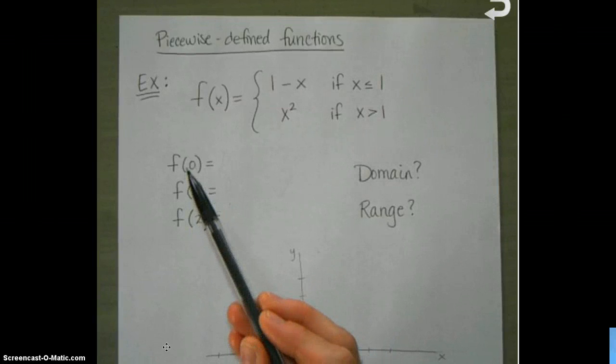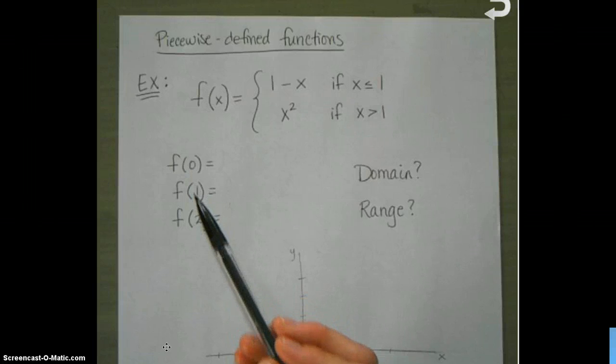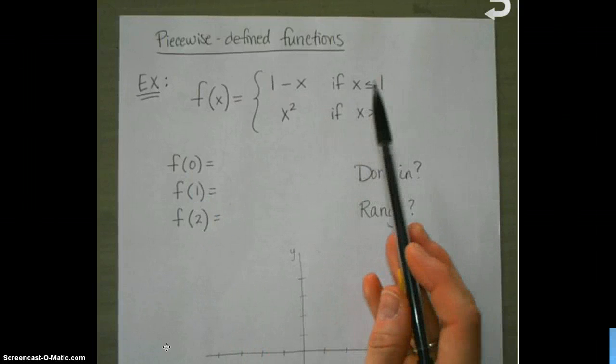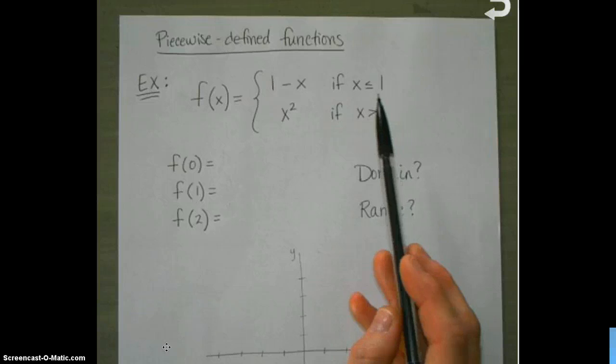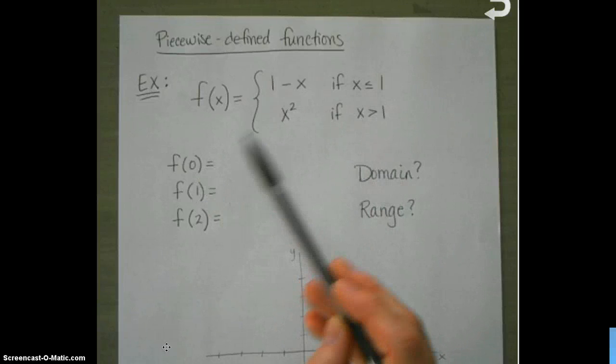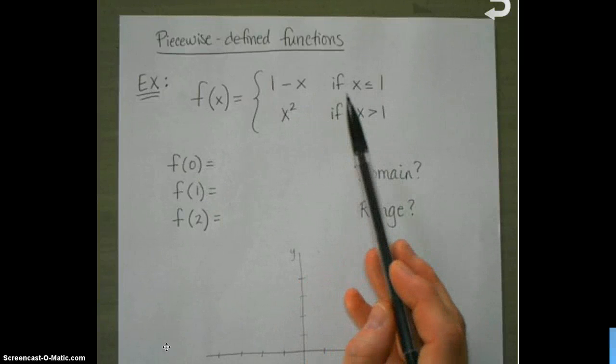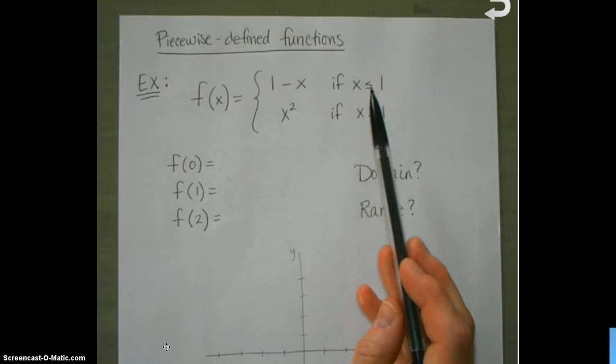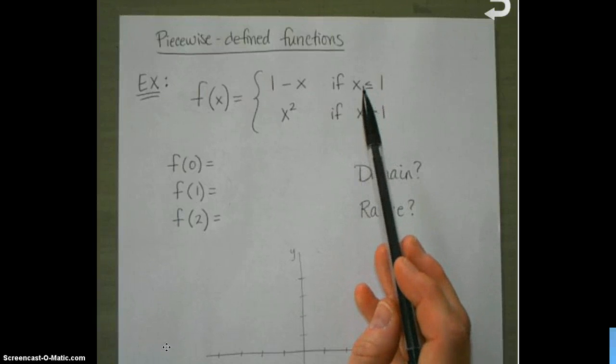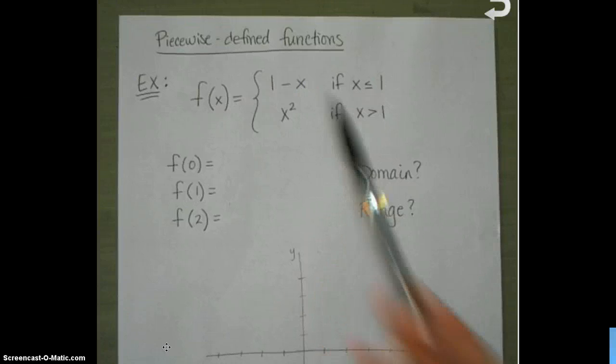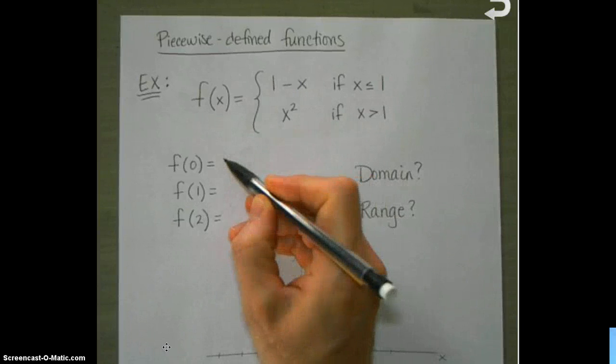And so you need to check these inputs into, remember what we called this? A little mini domain, the little mini domains. And so if you're trying to find f of 0, you're not plugging 0 into both of these, you just have to decide which one you're plugging it into. So obviously 0 is less than or equal to 1, so you're going to plug 0 in here. So f of 0 is 1.